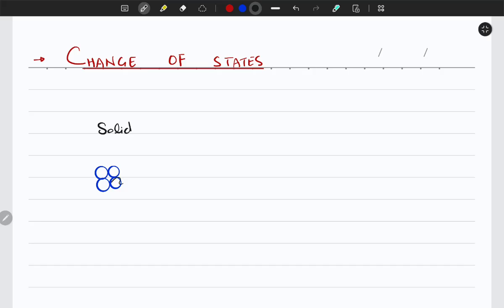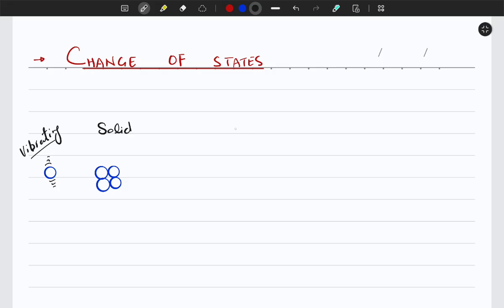But these particles are not sitting still. These particles are vibrating at their position, slightly vibrating, but they are vibrating, okay? These could be ions, atoms, molecules.